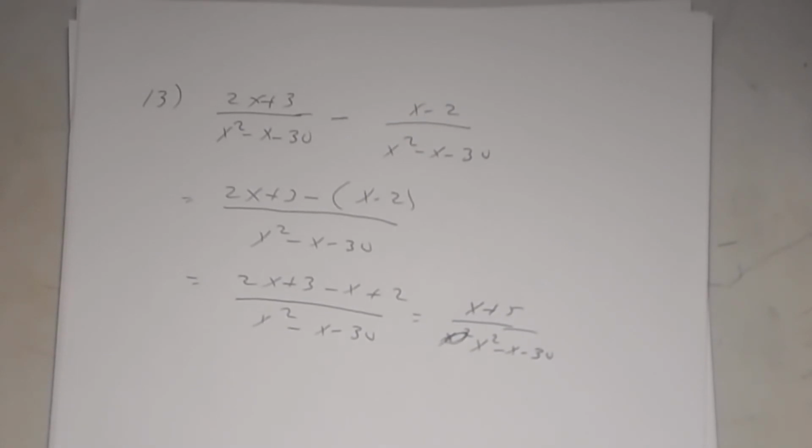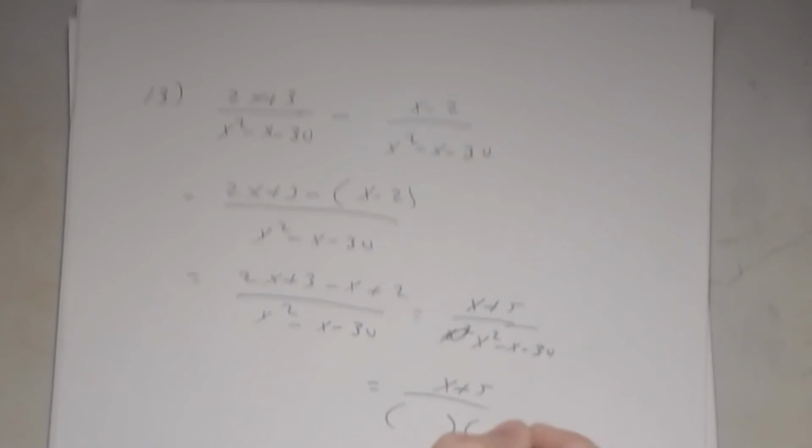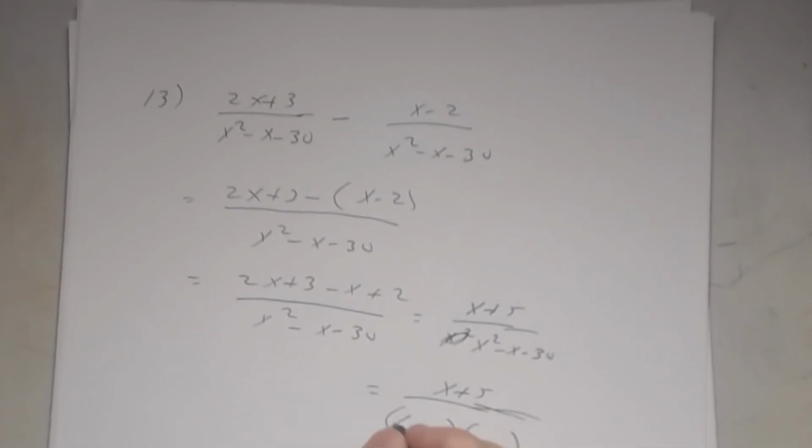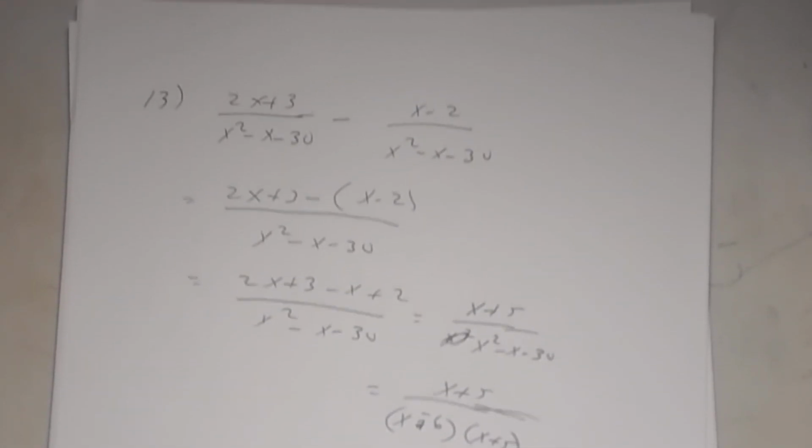No, because the directions will say simplify. So you've got to simplify your answer as much as possible. Factor the denominator and see if any factors can reduce out. How do you factor the denominator? Two binomials, 6 and 5, so x minus 6, x plus 5. All right, what's the answer?